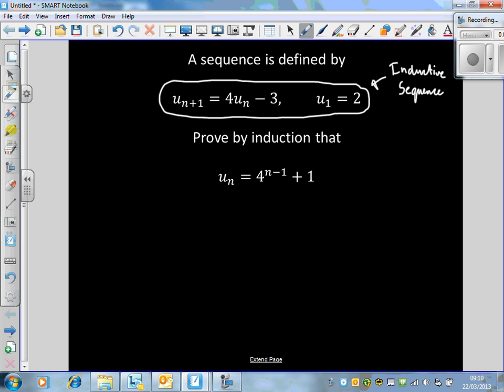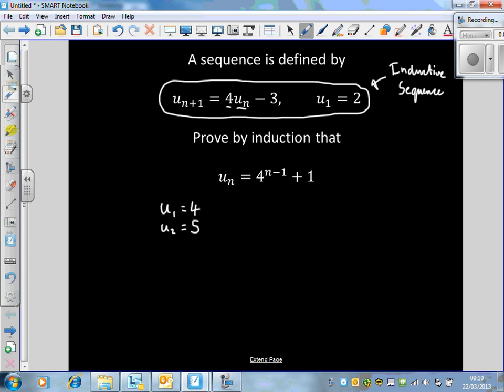And we have to have the first term where it starts off. So u1 is equal to 2. Then 4 lots of u1, which is 4 lots of 2, is 8. Minus 3 gives us u2. So u2 is 5.